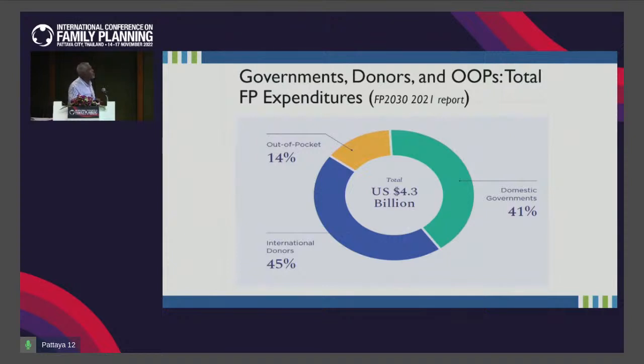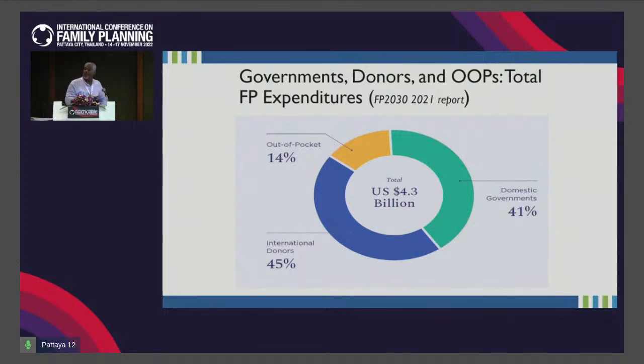Obviously, the international donors are 45%, sorry. Domestic government is 41%. I think we've seen an increase. I think, Jason, we need to do an analysis of those different years. And then out-of-pocket is 14%.